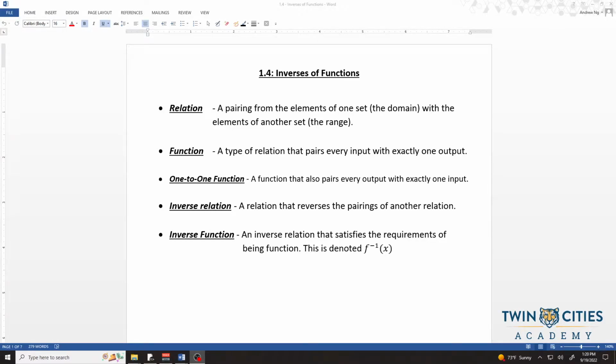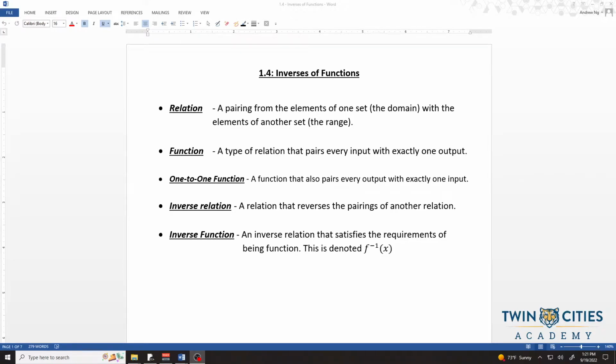Today we're going to talk about inverses of functions. Earlier in the course, we talked about relations being a pairing of elements of one set to the elements of another set. Oftentimes when we think about functions, this is the domain to the range, in which the relation pairs every input with exactly one output.